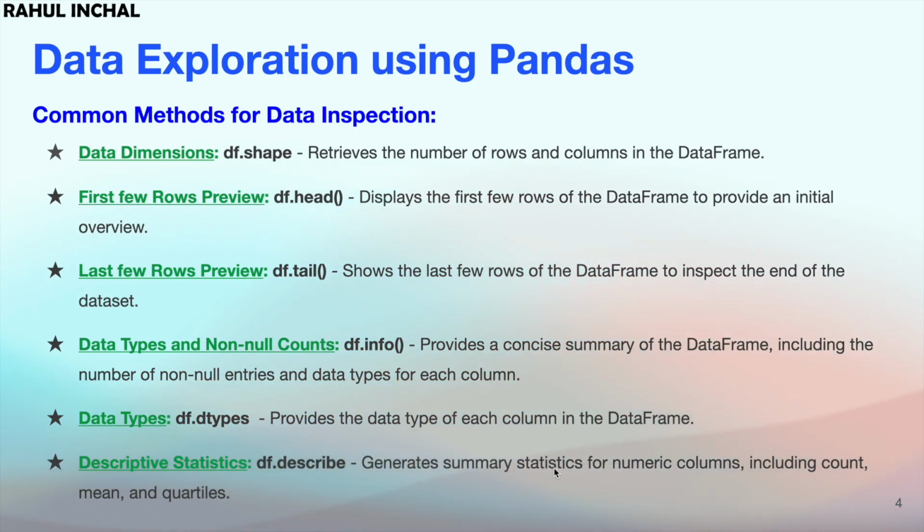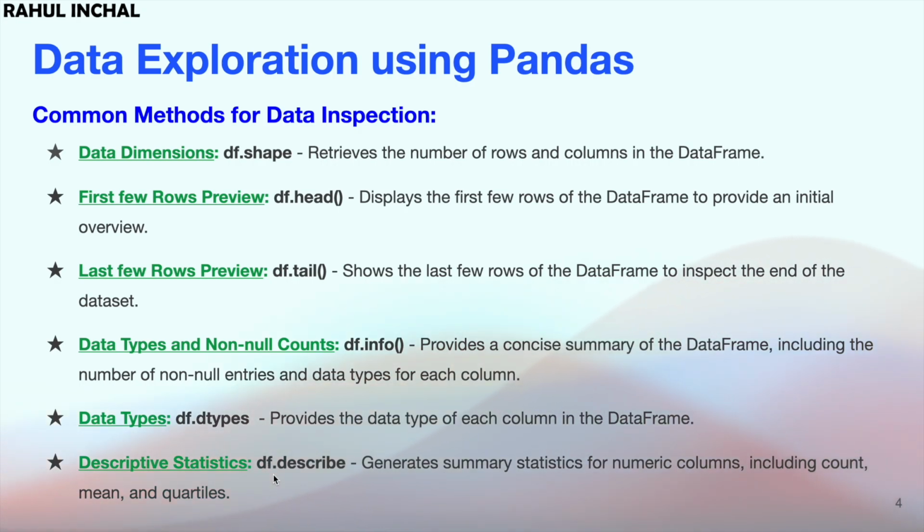df.describe generates summary statistics for numerical columns including count, mean, and quartiles. df.describe is one of the important aspects, and you should reach a level where just by looking at it you know how many null values there are, what the minimum and maximum are, what the mean is, whether the variable is skewed or not, whether it follows a normal distribution or not, what the standard deviation is, and how spread out the data is. The first glance of df.describe should give you all these things.